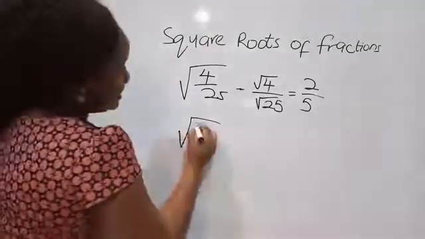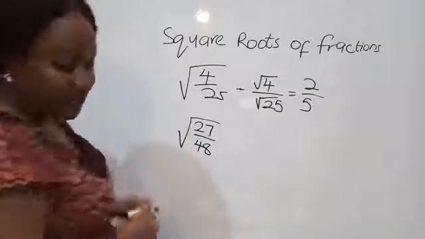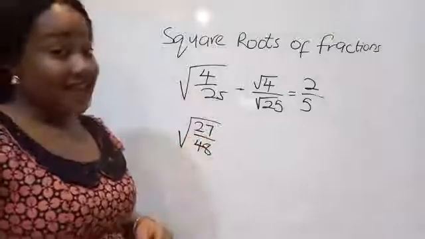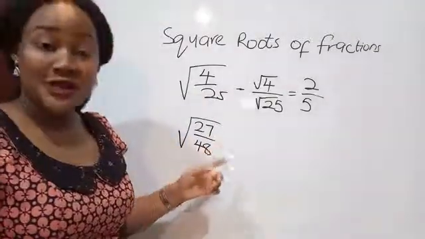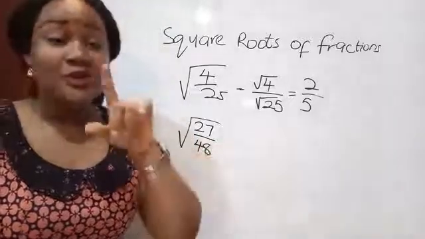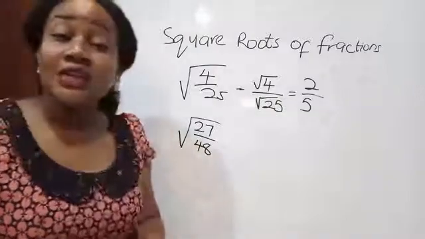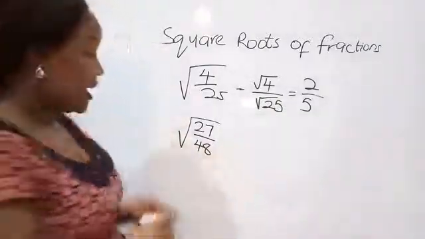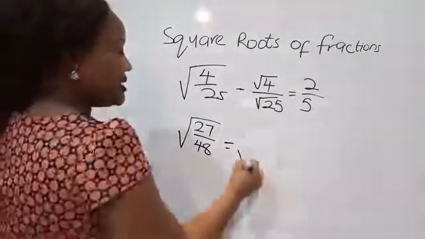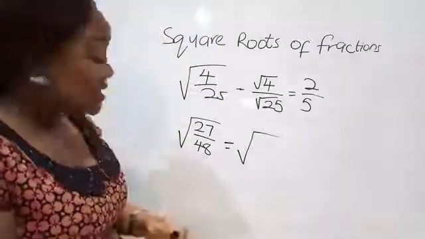And now let's say it's a little bit tricky. So you have 27 over 48. And we both know that they are not perfect squares. 27 is not a perfect square. 48 is not a perfect square. So try to reduce it to the lowest term. Okay? When you try to reduce 27 and 48 to the lowest term, it still ends up being the same thing. Whatever I do to the numerator, I do to the denominator.